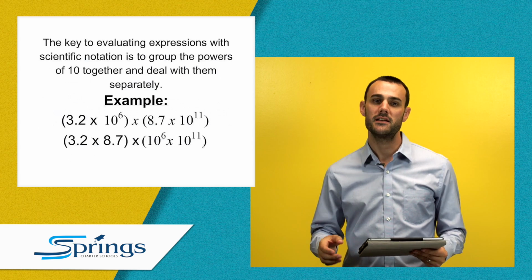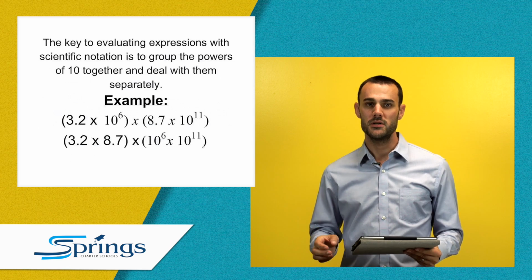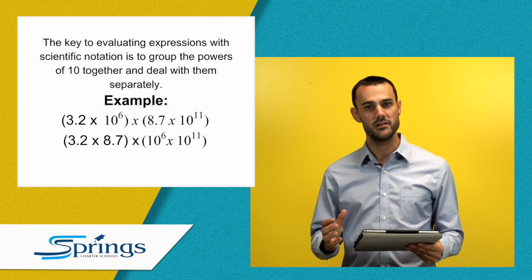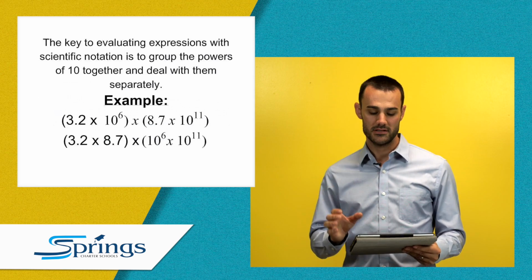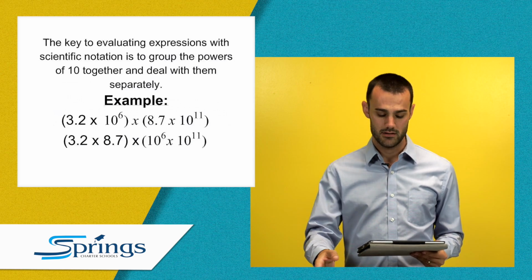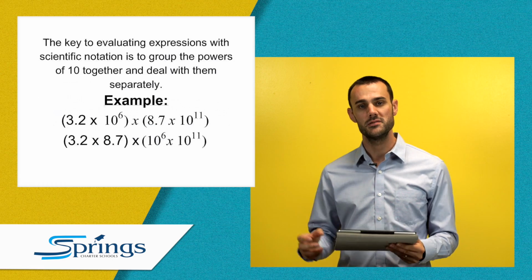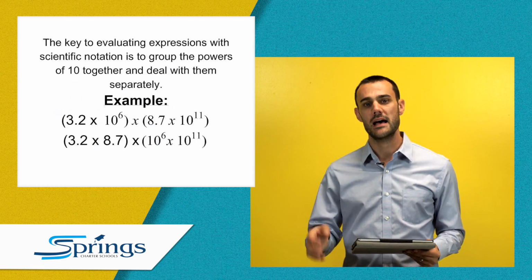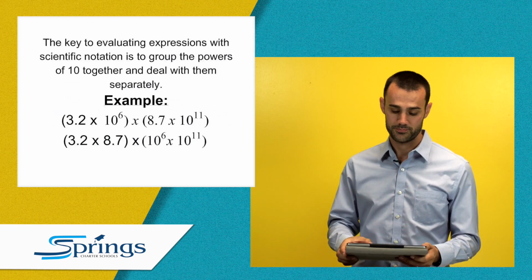First we want to separate the items in the two different equations. We're going to group 3.2 and 8.7 together and put those in their own set of parentheses, and we're going to multiply them in a little bit. Next we're going to take the powers of 10 and their exponents, in this case 10 raised to the 6th power times 10 raised to the 11th power, and group them in their own set of parentheses. The reason we do this is that it's much easier to deal with these items separately than it is together. Let's look at the next step.